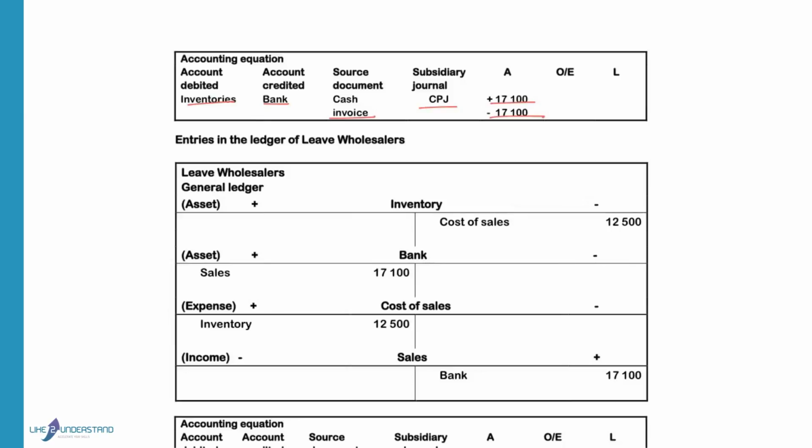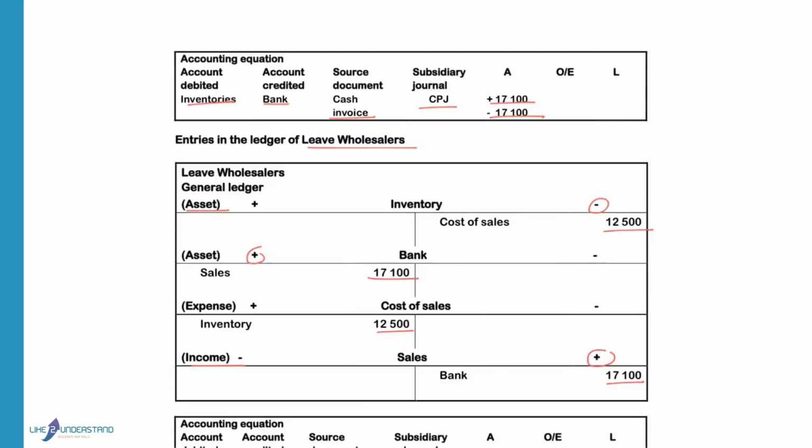If we record this entry in the ledger of Leaf Wholesalers, the business that's selling the goods, 2 double entries will be completed. The first double entry will be at sales price. They receive 17,100, so the bank increases with 17,100. The sales income will increase on the credit side with 17,100. The cost price is 12,500, and your inventory asset will decrease on the credit side with 12,500.